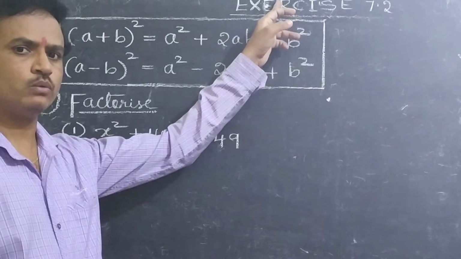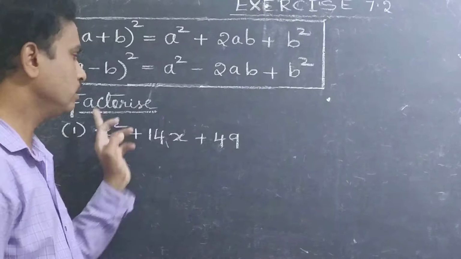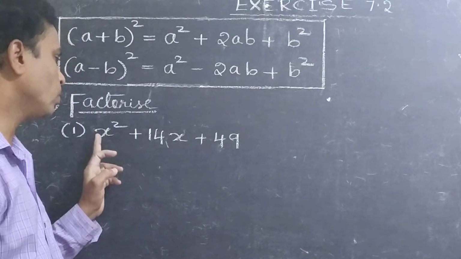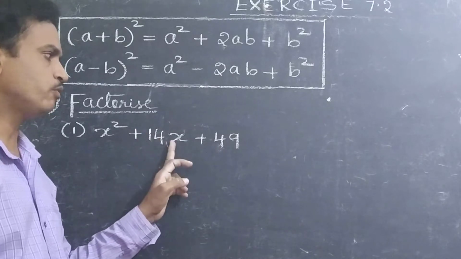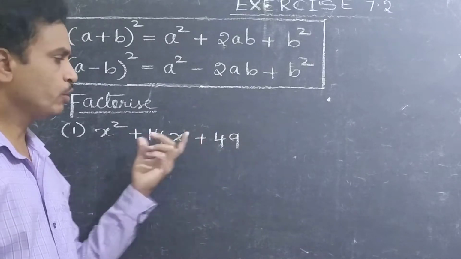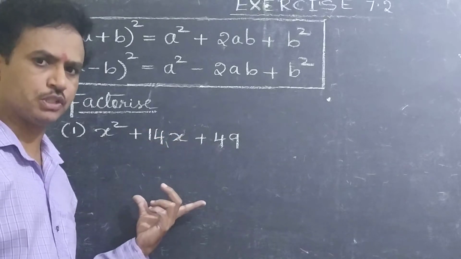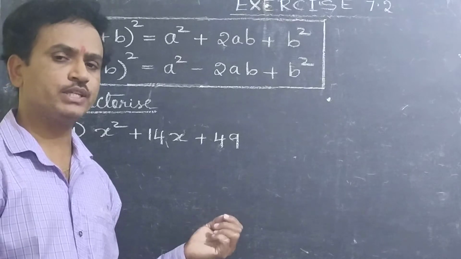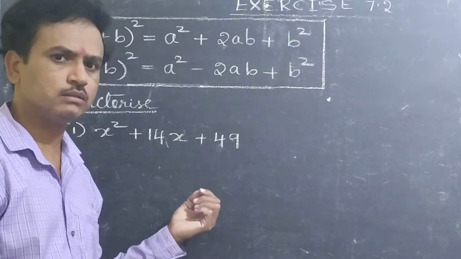Exercise 7.2. In that third main, factorize question number 1, x square plus 14x plus 49. Before going to solve this question, you should know the identities we studied in the previous classes.